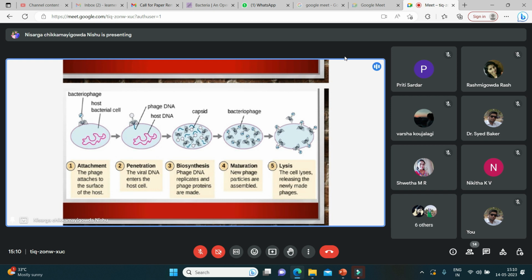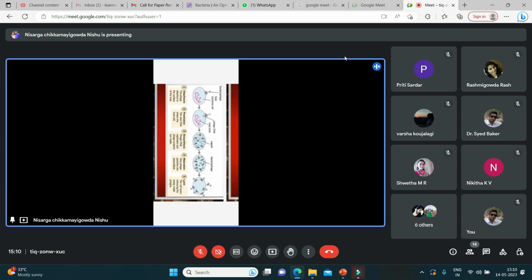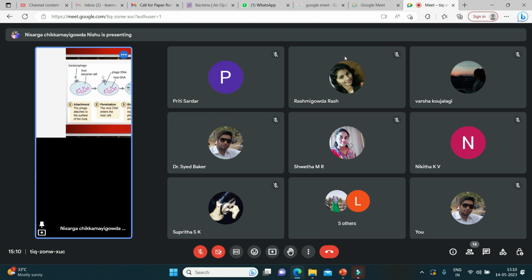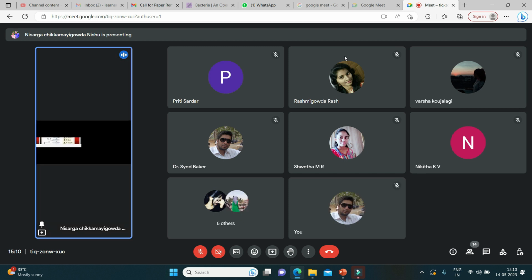So the first step is always attachment and adsorption to a particular host cell. This is followed by entry inside the host. Now, different viruses have different mechanisms of entry. Some of them inject their DNA into the host.